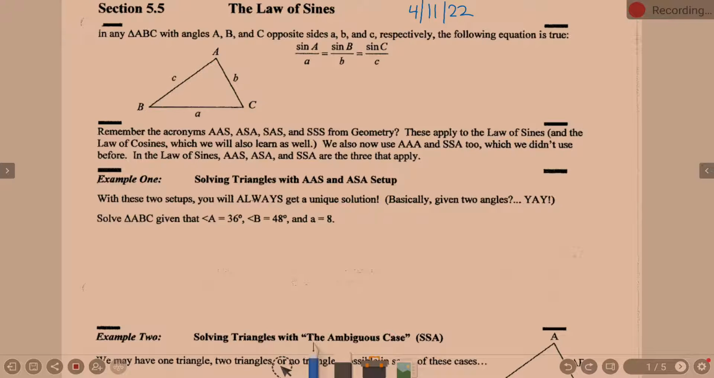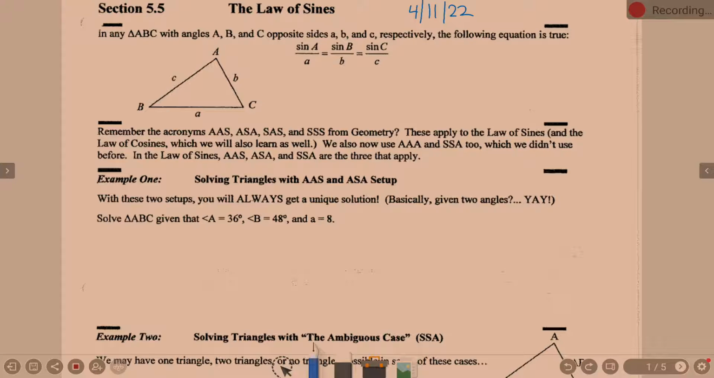We're going to spend today and tomorrow looking at lesson 5.5. Lesson 5.5 is Law of Sines. And then we'll spend time later this week looking at lesson 5.6, which is Law of Cosines. Law of Sines and Law of Cosines do similar things. They allow us to find missing sides or angles in triangles, but just given different situations.